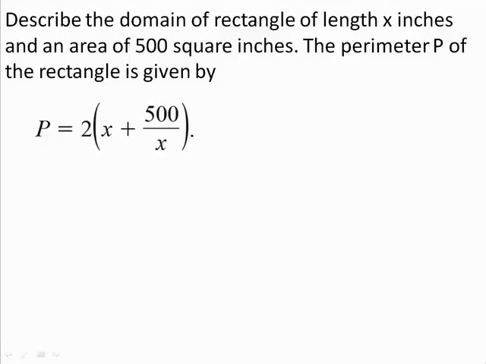Describe the domain of a rectangle of length x inches and an area of 500 square inches. The perimeter of the rectangle is given by p equals 2 times the quantity x plus 500 divided by x. Because x represents a length, x has to be positive. X has to be greater than or equal to 0. In the term 500 divided by x, the denominator cannot be equal to 0. So x cannot be equal to 0. X has to be greater than 0.